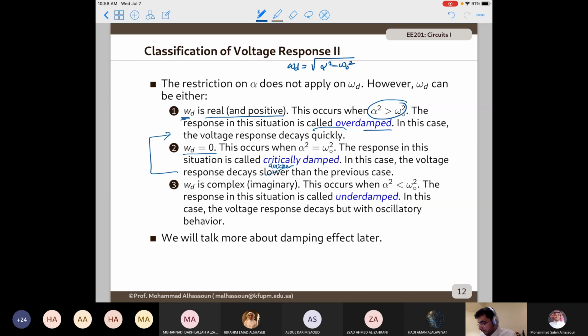The third option is alpha is less than omega naught. In this case, you will have square root of a negative number, so you have an imaginary component. This imaginary component is responsible for some oscillations. You will see that the voltage will decay eventually because of the factor e to the power negative alpha t, but it will somehow oscillate before it decays. We'll talk about it, inshallah, later. But any questions, Shabab? Any question?